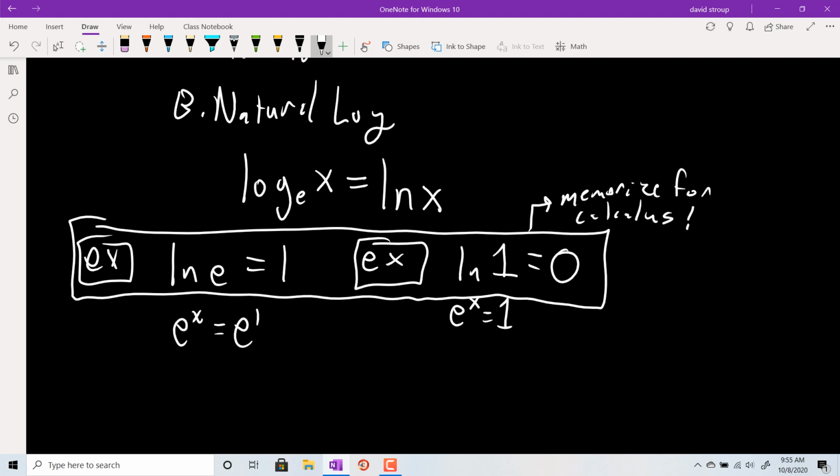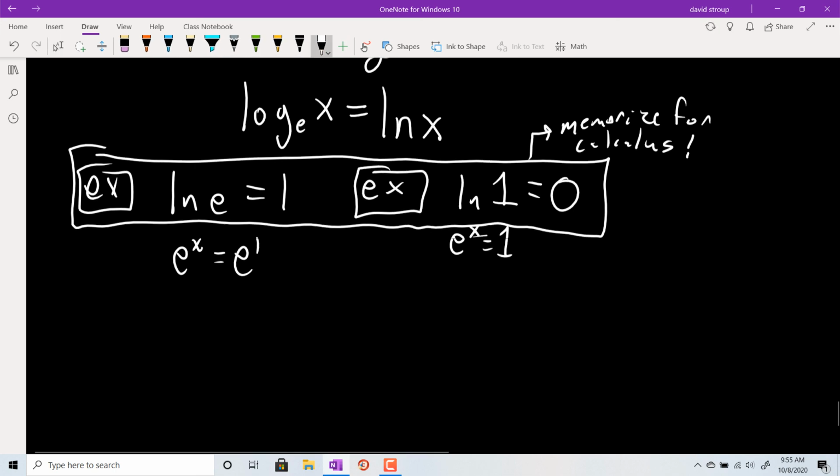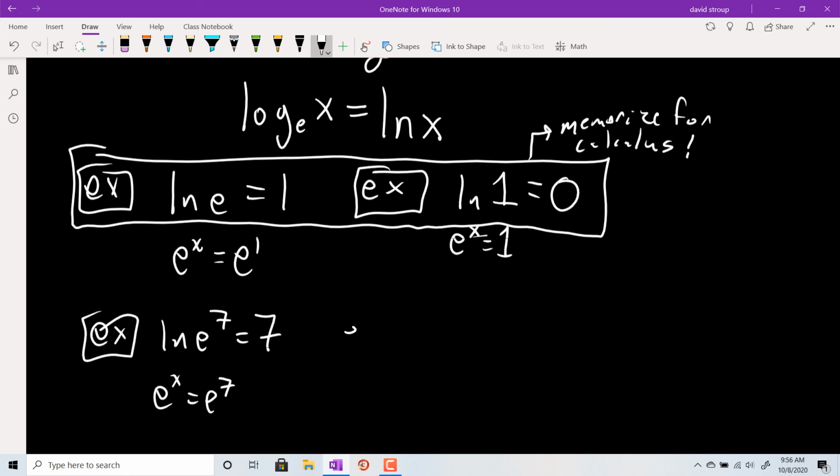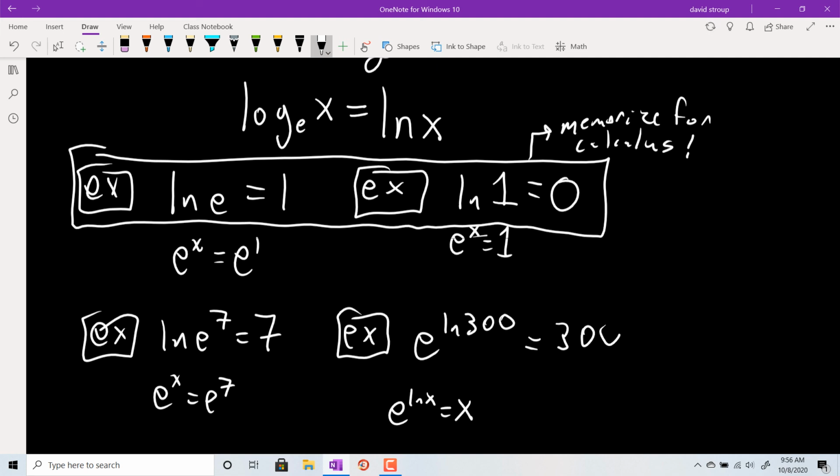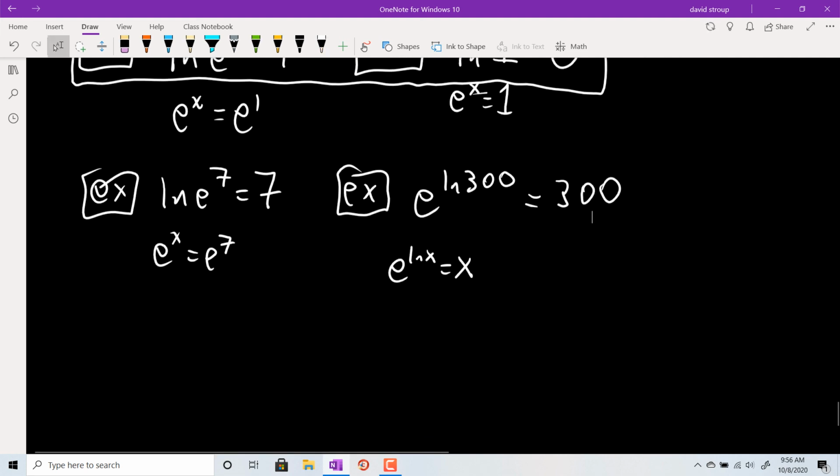Some other examples. The ln of e to the 7: e to what power equals e to the 7? That's easy, that's just 7. Another one: e to the ln of 300. This is the cancellation equation, because e to the ln of x is equal to x. So this will just be 300 from the cancellation equations.